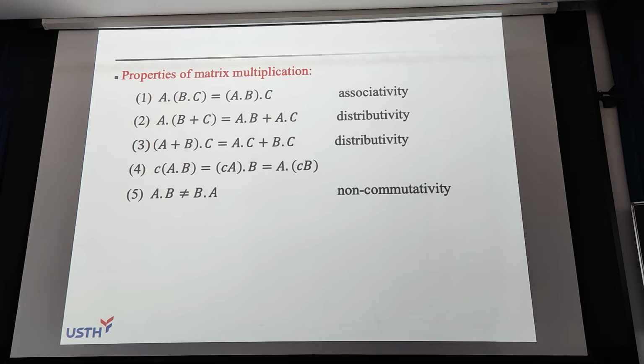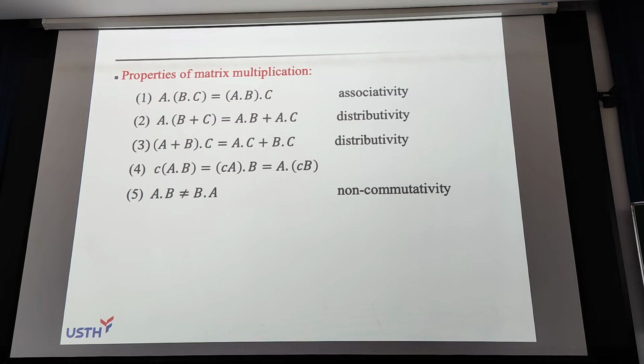The second one is A multiplied by B plus C equals A multiplied by B plus A multiplied by C. That property is called distributivity, tính phân phối. And property number 3 is the same as number 2, but only we change from the left side to the right side. Again, the property is distributivity, but however, we can say that the property is distributivity from the left and from the right.